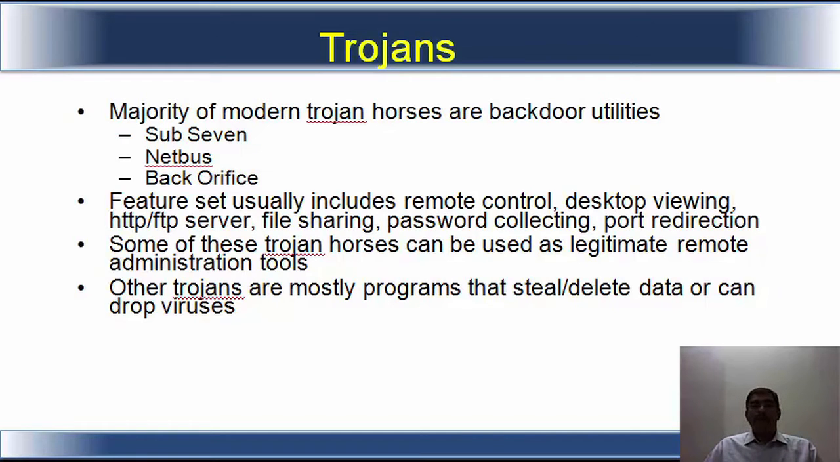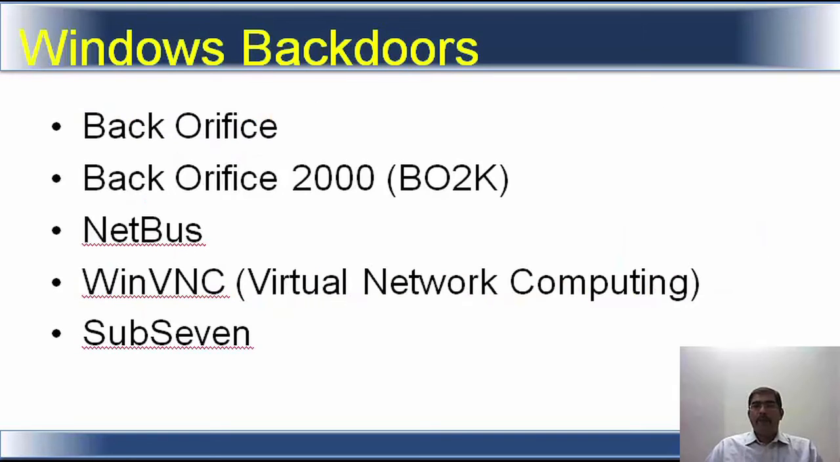Some of the Trojans can be used as legitimate remote administration tools. Other Trojans are mostly programs that steal data or delete data or can even drop a virus. The best Trojan is the one that you don't know is a Trojan. In Unix login, for example, there is something called port redirection. So hackers use your connection to attack and then you get blamed. That's an example of a Trojan with good Trojan properties.